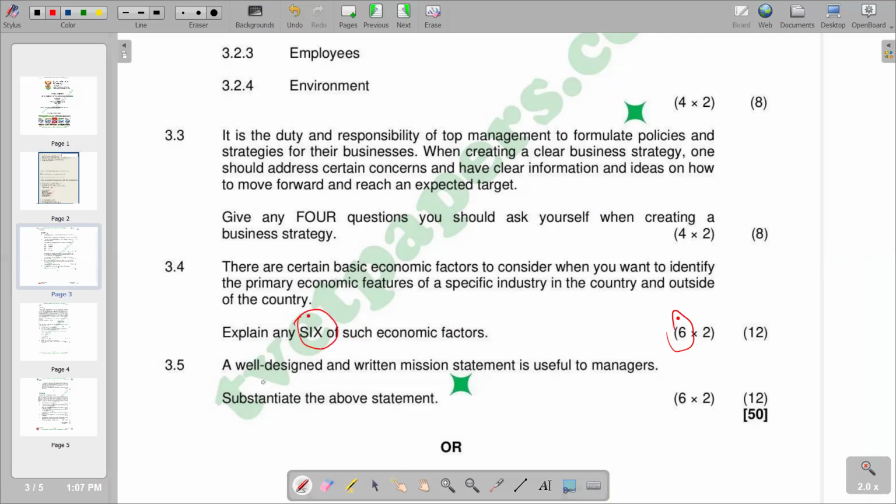So on the last part of our question, it reads, a well-designed and written mission statement is useful to managers, substantiate the above statement. So we also need to understand what exactly is a mission statement. A mission statement is a statement of purpose that distinguishes a business from competitors. So basically what the mission statement should highlight are the specifics that distinguish our business from other businesses, and it also identifies the scope of the business in the market.